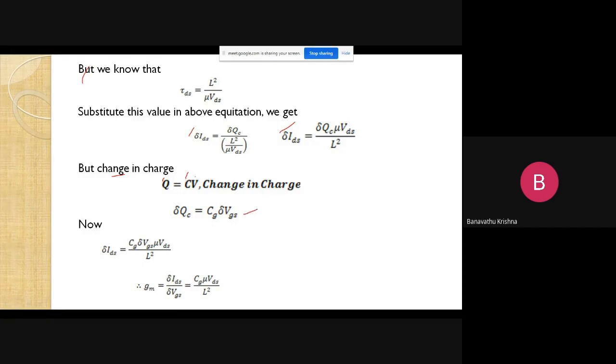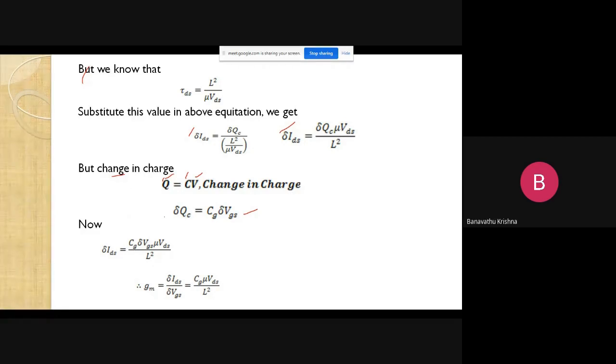So if the voltage changes, then the charge also changes, because applying this gate voltage induces charge in the channel between source and drain, right? So the change in charge equals the gate capacitance into the change in gate voltage with respect to source, right?